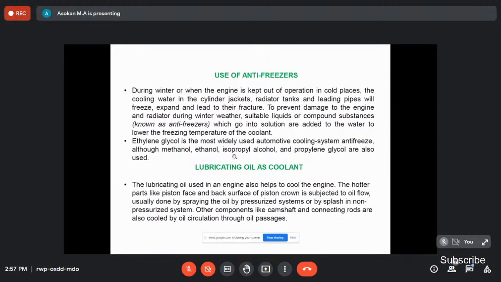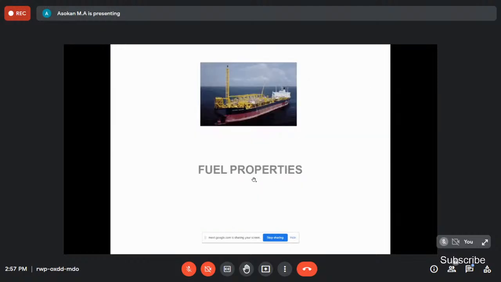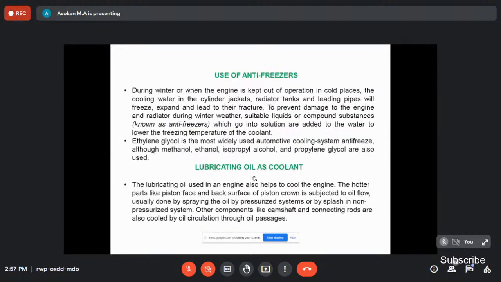And some of the antifreezes, right? Due to very cold climates, the coolant may freeze. That's why the antifreezes are used, to keep the coolant from freezing, right? That is the purpose of these antifreezes. And the lubricating oil also acts as a coolant, already discussed. Okay, up to this is okay.